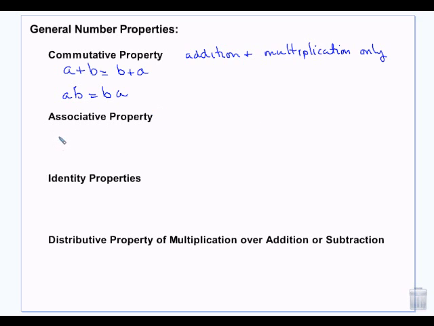Then we have the associative property. And okay, so commutative. Think about your commute. Commute has two M's. I go from home to work, and then I go from work to home. All I've done is change the direction. That's a commute, right? You commute back and forth. So that's commutative property. All you've done is change the direction.